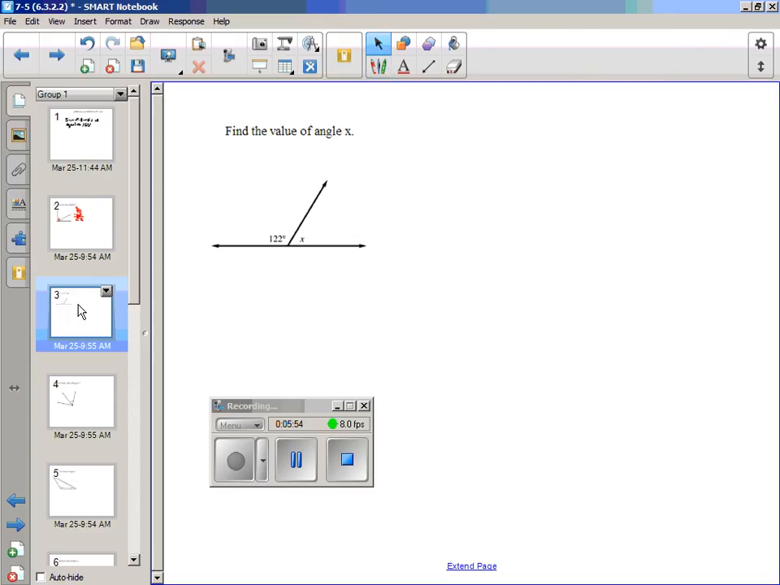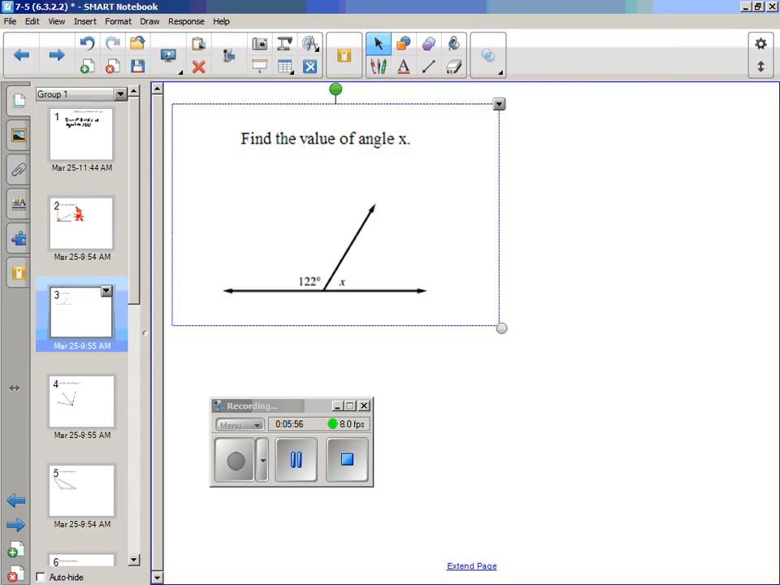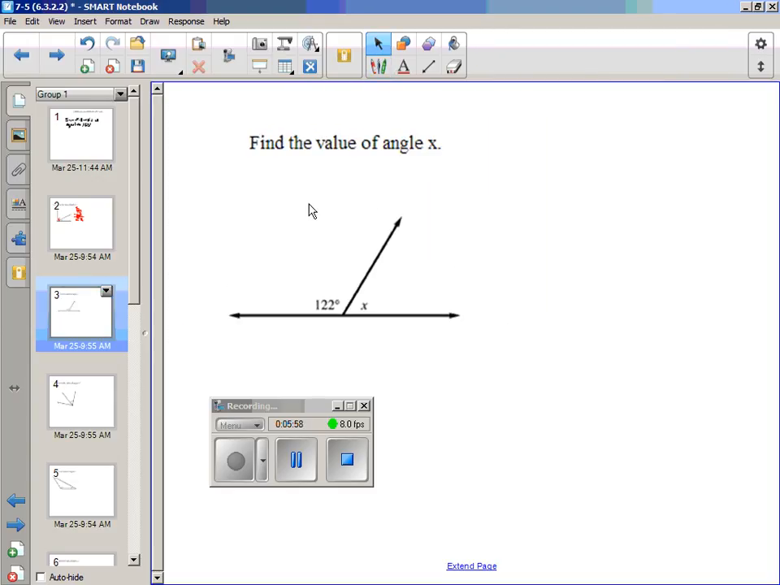I'll give you a second to solve this one. X is equal to 58 degrees. Notice that I did label this correctly with the degrees. That's the way we need to do it. It's not just 58, it's 58 degrees. Otherwise, we could be talking about 58 anything. 58 Oreo cookies, I don't know.